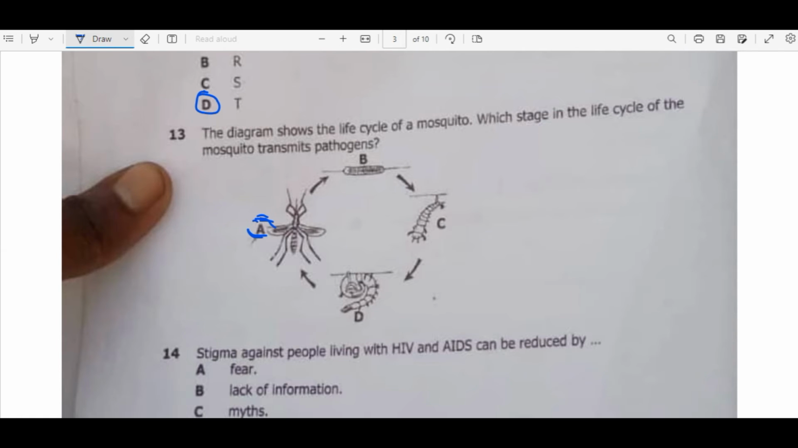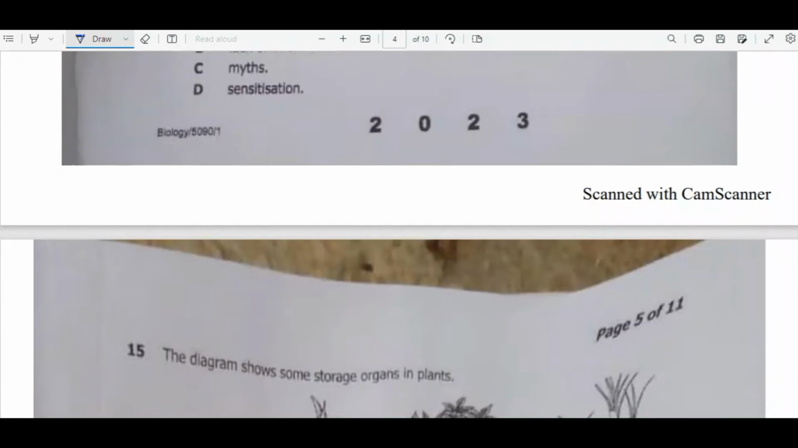Stigma against people living with HIV and AIDS can be reduced by... So how can we reduce stigma against people living with HIV? Let us look at the options given.